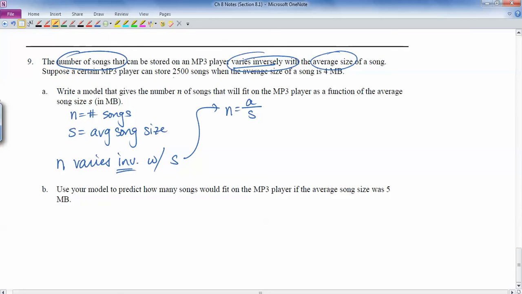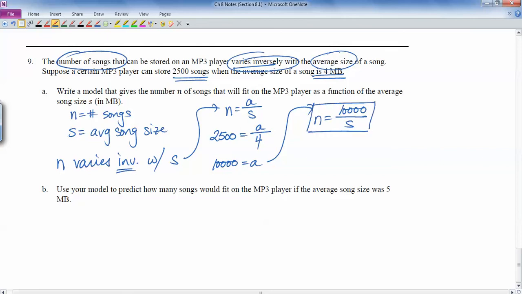Okay, and then we know when you have 2,500 songs, the average size is 4 megabytes. So 2,500 is N equals A over 4 megabytes. And then if I multiply both sides by 4, I get 10,000 equals A. So then the model is going to be N equals 10,000 over S. So there's my model. N varies inversely with S, and the constant of variation is 10,000.